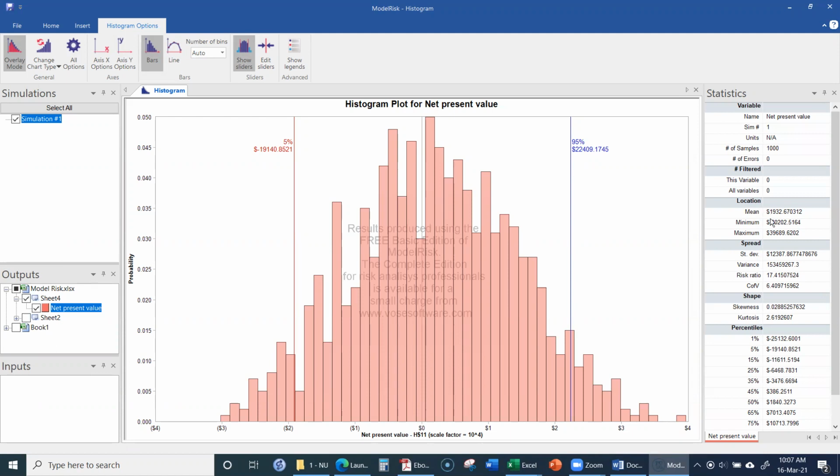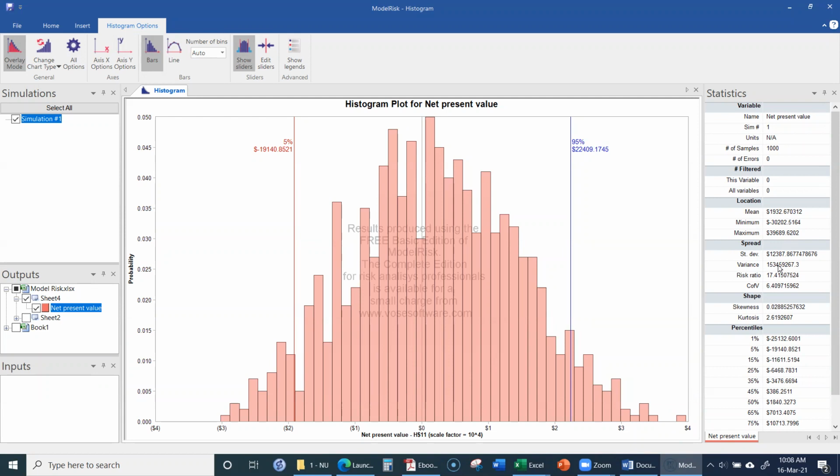Can you see it from here, where my mouse pointer is? Yes, 1900. So it is a positive value. And the minimum value is minus $30,000. The maximum value is $39,000. So this is for our indication only.